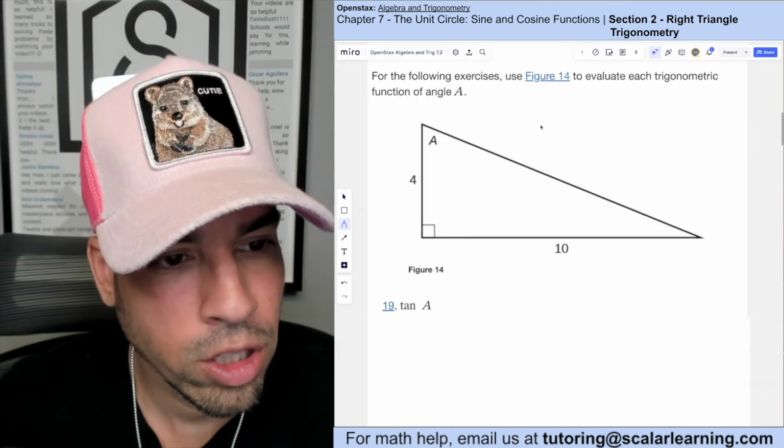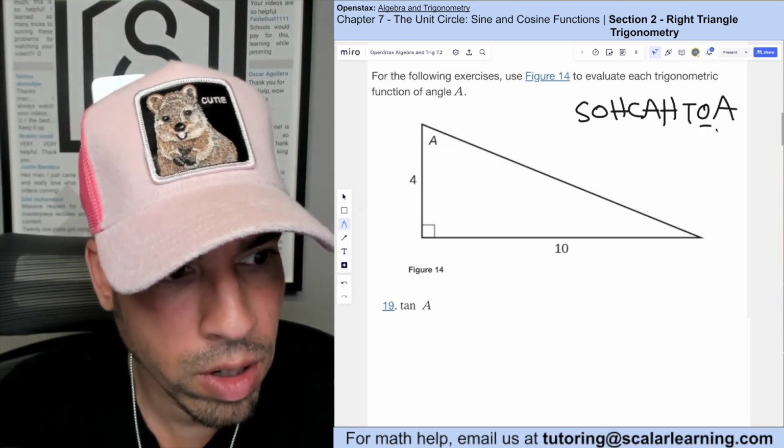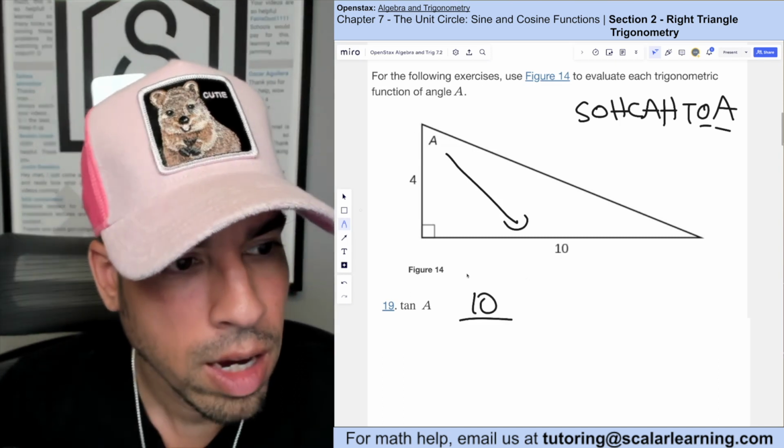So for tangent of A, if we remember SOHCAHTOA, tangent is opposite over adjacent. So opposite A is 10.